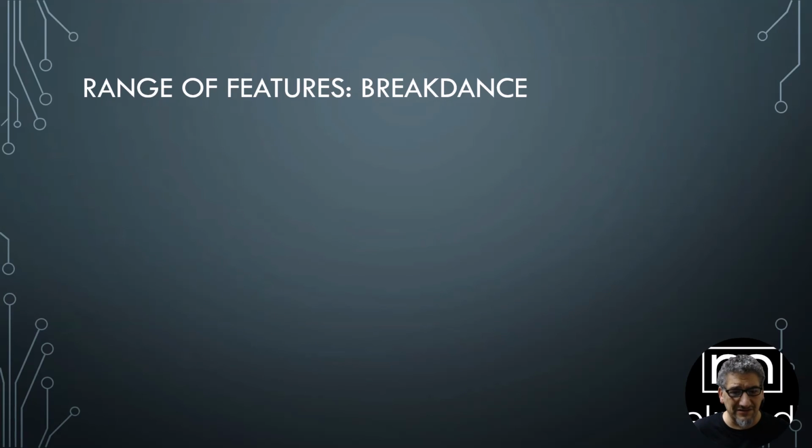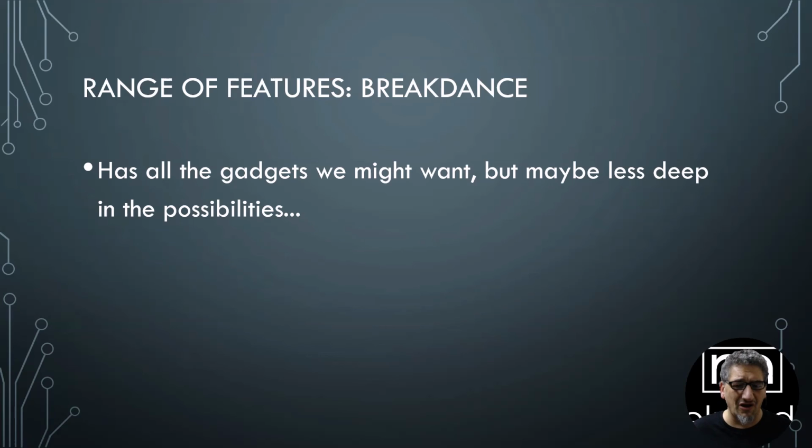Now for Breakdance, the range of features, it has all the gadgets that we might want. Everything that Elementor Pro, for example, has, it does have it. Pop-ups, forms with the data submitted inside of it and things like that. It has everything. But maybe less deep in the possibilities. What I meant by that is what I just mentioned. No add-ons for now. Is it because it is new, or is it harder for developers to create add-ons for it? Time will tell us.